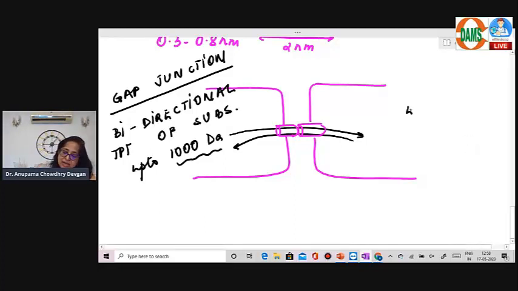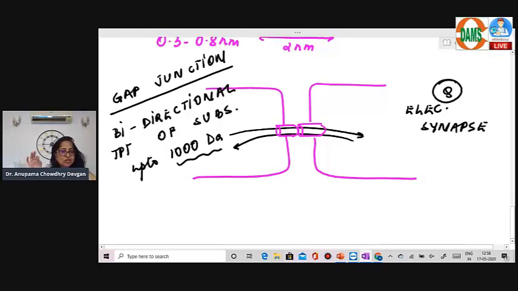This is also what is known as an electrical synapse. And this question has been asked on the NEET exam. Electrical synapses are formed by tight junctions or gap junctions? Your answer is gap junctions. Gap junctions form the electrical synapses.